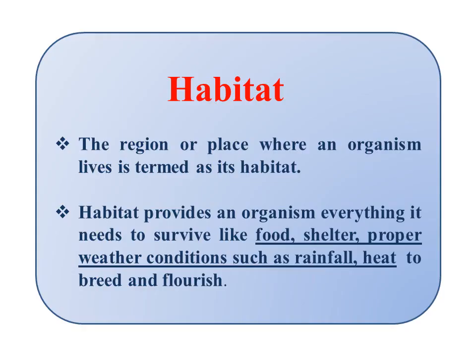Okay, now that particular region where an organism lives, that is termed as its habitat. So what is habitat? Is it clear to you? It means the region or the place where an organism lives is termed as its habitat. Now, what does a habitat provide? Habitat provides an organism everything it needs to survive, like food, shelter, proper weather conditions such as rainfall, heat, to breed and flourish. Okay, for their growth and development. Okay, also to continue their generation.